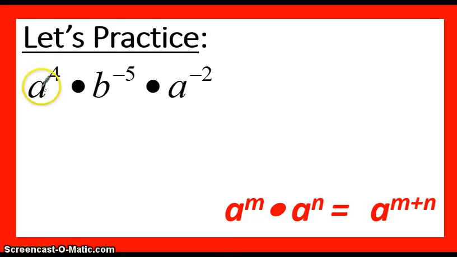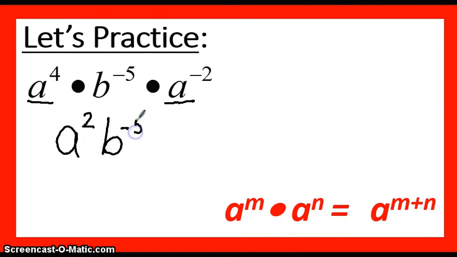All right, look at our new expression: a to the 4th times b to the negative 5th times a to the negative 2. Do you see how we have the product of two powers with the same base? We can combine them. A to the 4th times a to the negative 2 will make a squared, because 4 plus negative 2 makes 2. Bring the b to the negative 5th along.